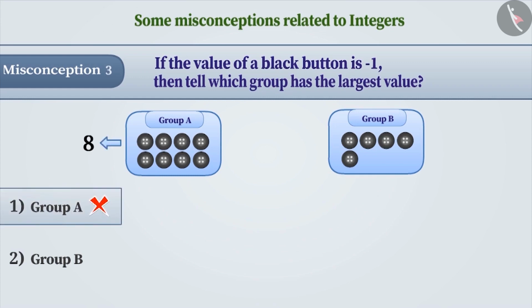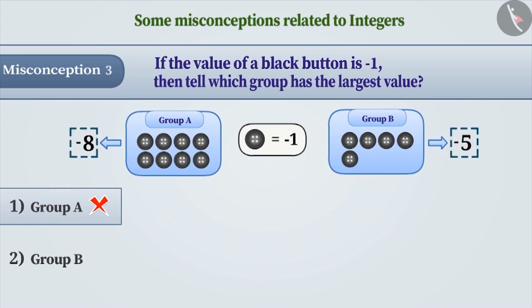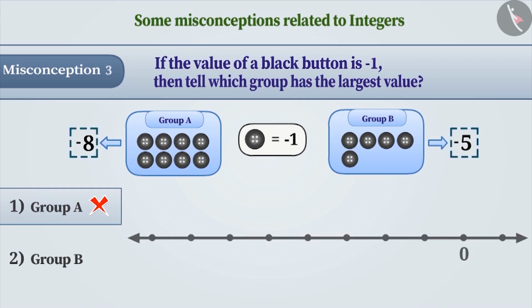Since group A has 8 black buttons and each has a value of -1, the value of group A is -8. Similarly, group B has 5 black buttons and each has a value of -1, so the value of group B is -5. To find out which group has a larger value, we need to compare the values of these two groups. Let's compare these on the number line.